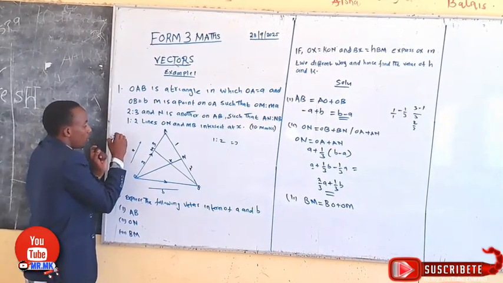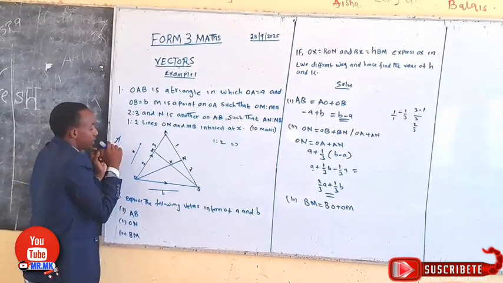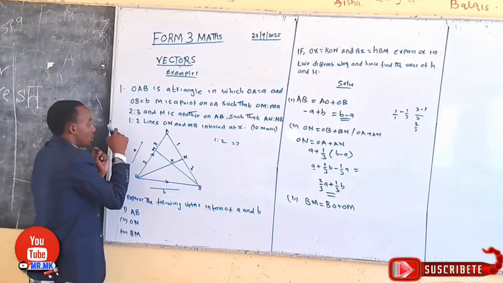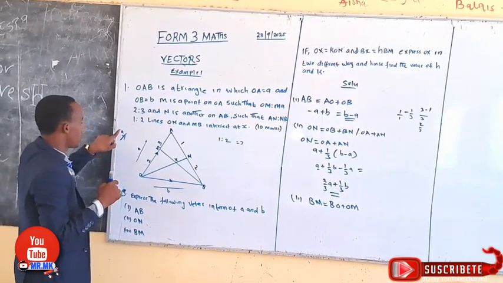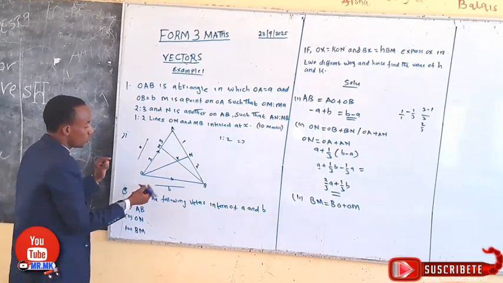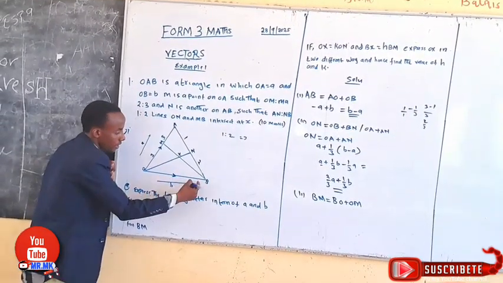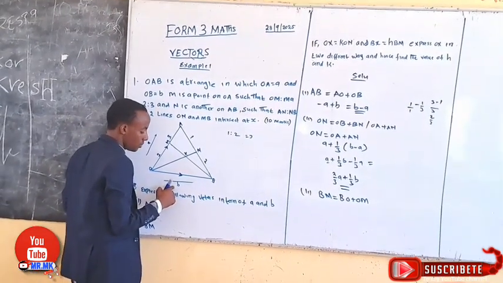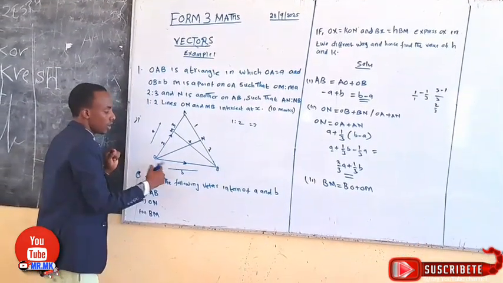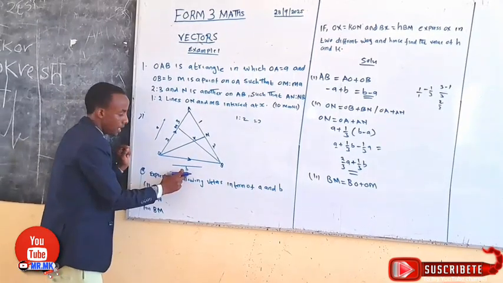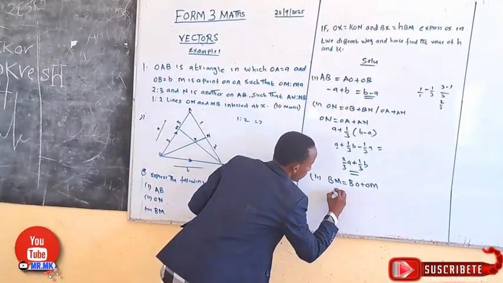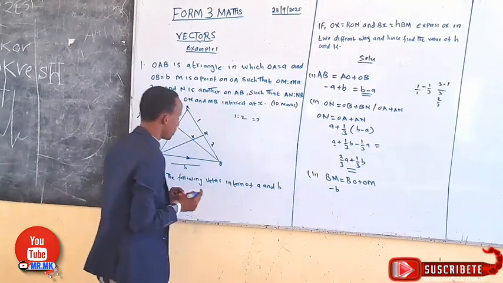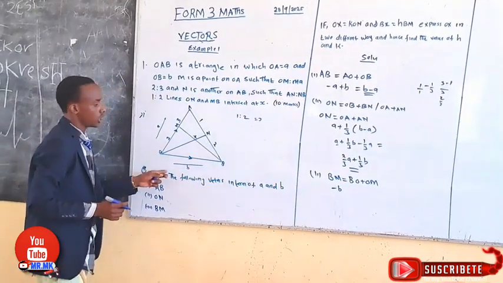For example, when you are moving with the direction, if it is vector A, you just say it is vector A. If it is B, you just say vector B. But if you are moving against the direction, if it is vector B, it is negative B. If it is vector A, it is negative A. For my case here, BO is vector B, so I say negative B, meaning that I am moving against the direction.